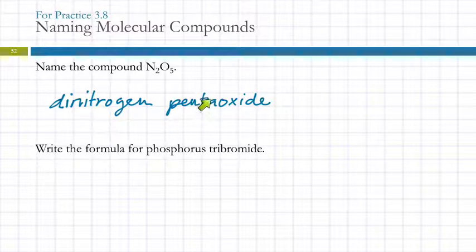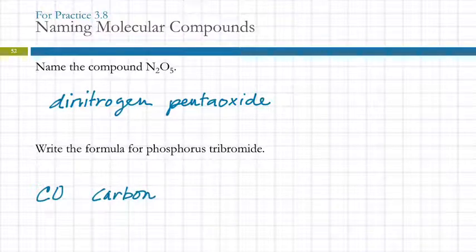Sometimes you will see that this ending vowel on the prefix gets dropped when the element's name begins with a vowel to avoid double vowels. Pentaoxide or pentoxide, I've seen it both ways, right? Things like monooxide, like CO, is carbon monoxide. We don't put the mono on the carbon because that's the first one.